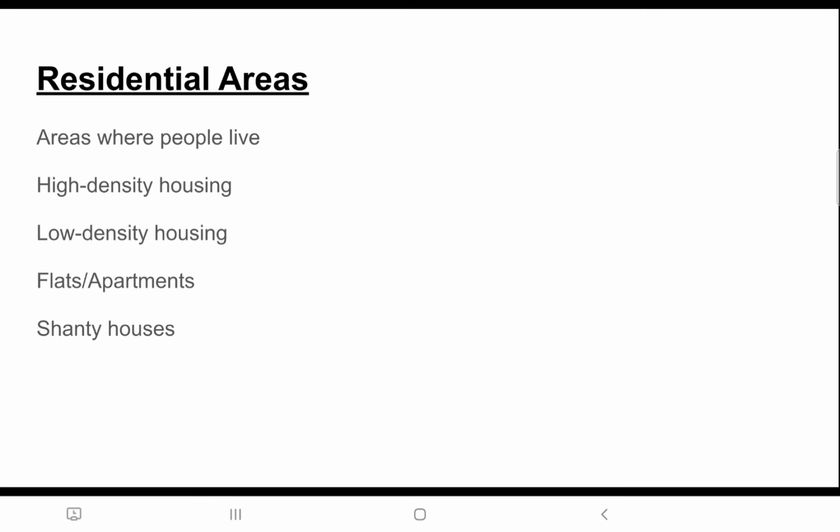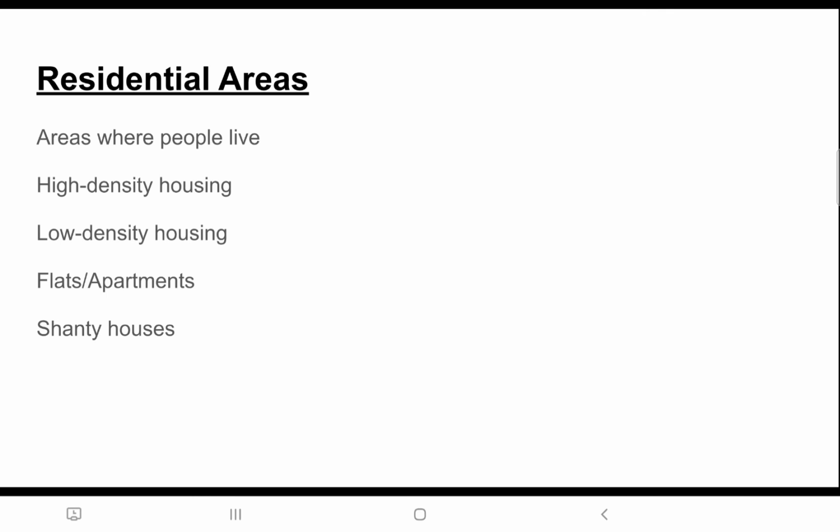Then the low density housing. So this is where you've got fewer dwellings per kilometre squared. There's open space between the housing. There's usually gardens for recreation. And these are usually more modern, and generally they're further away from the city or the town centre.